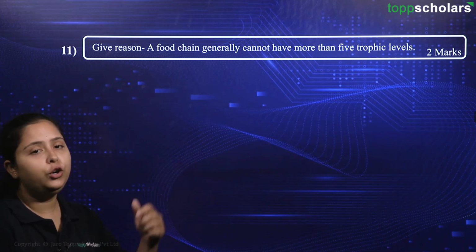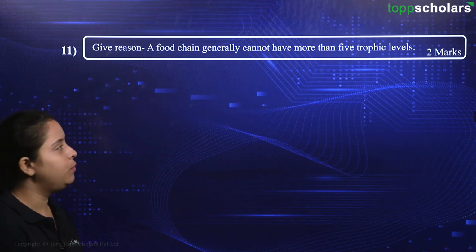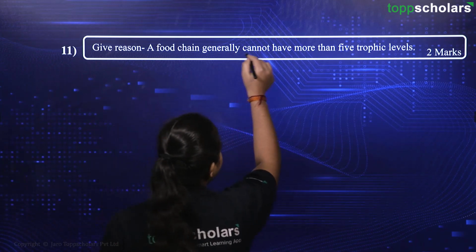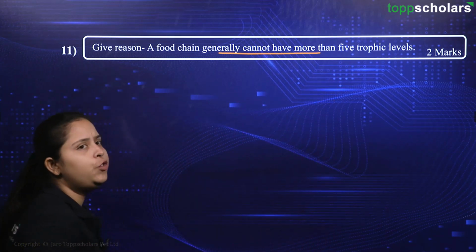Here is the question for 2 marks. It is a give reason type of question. It says that a food chain generally cannot have more than 5 trophic levels.